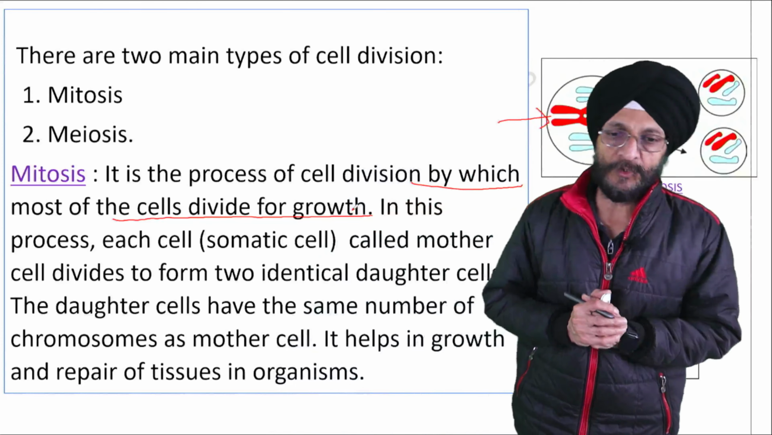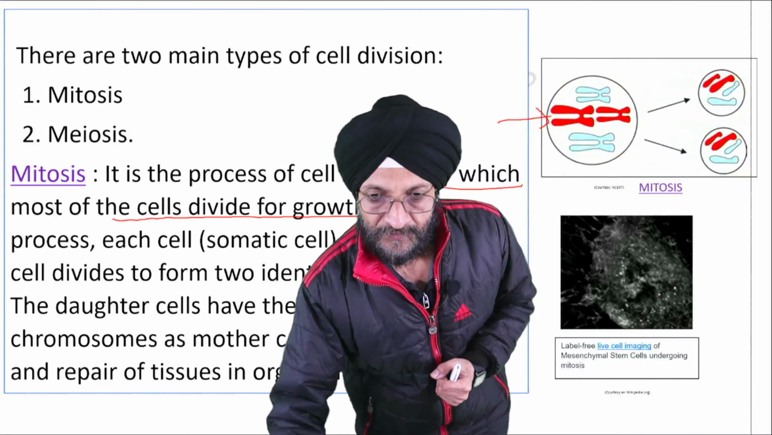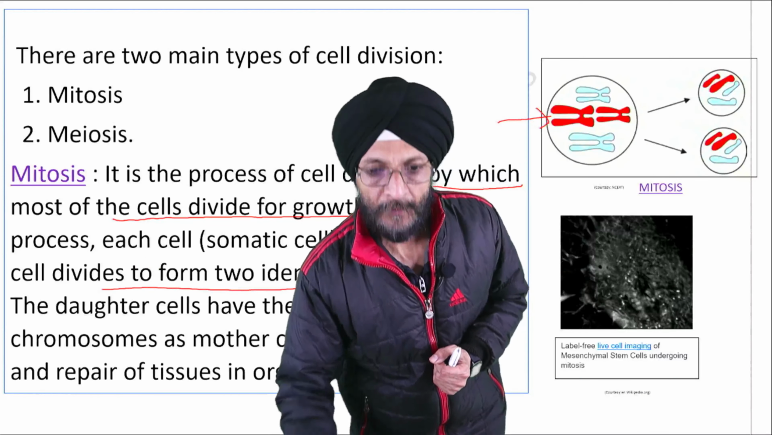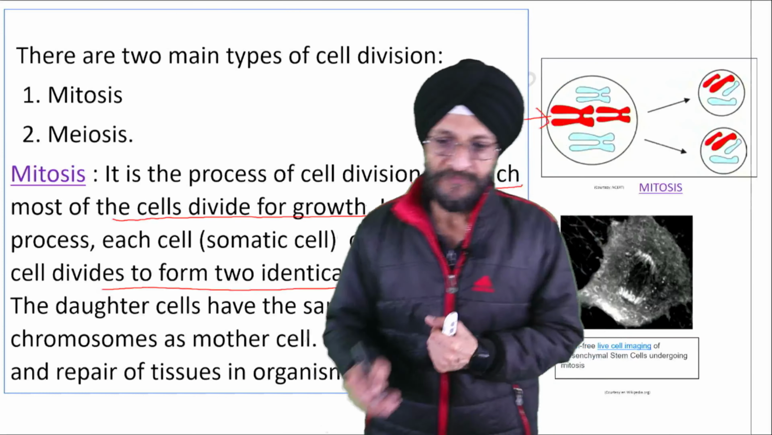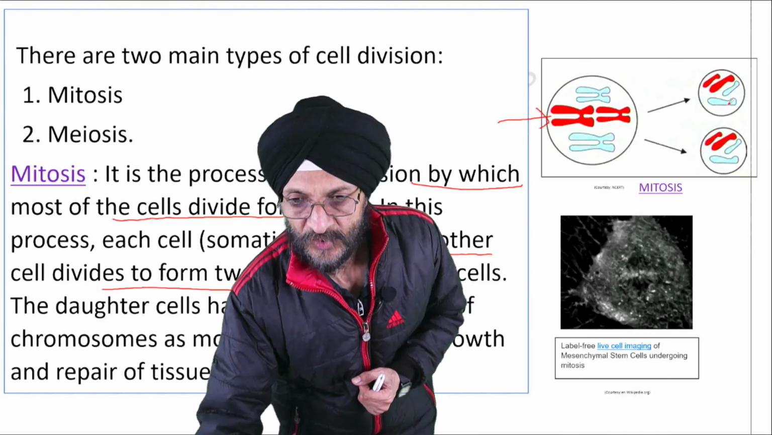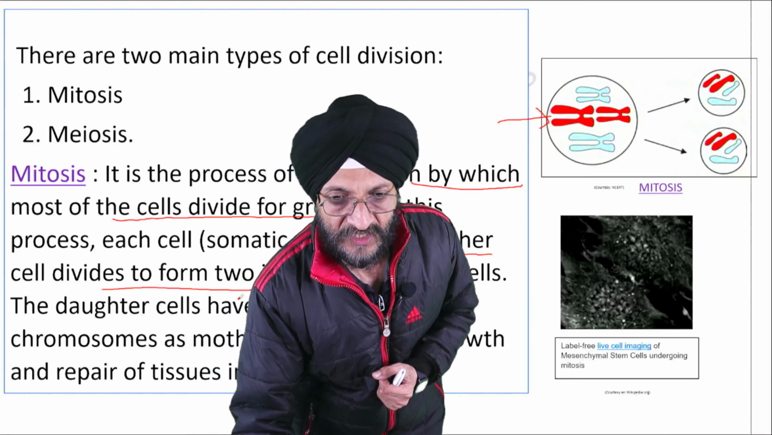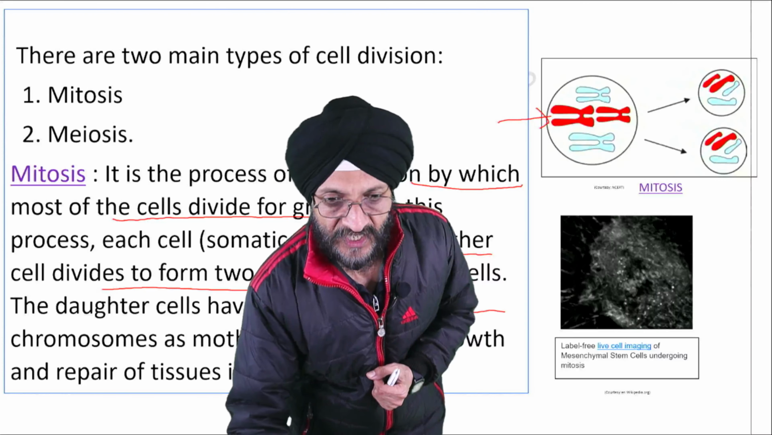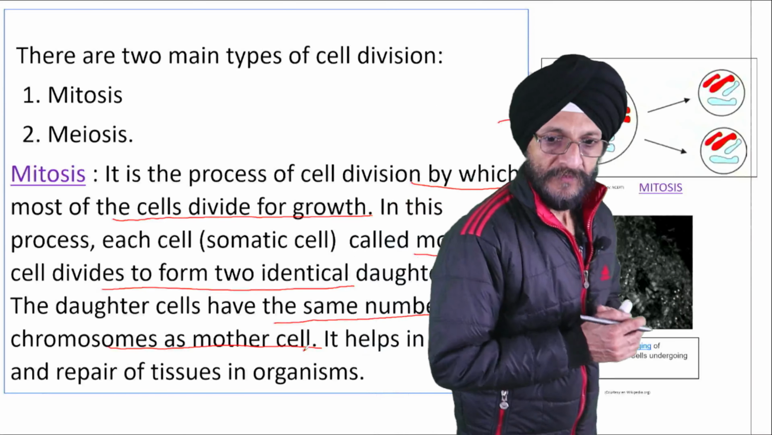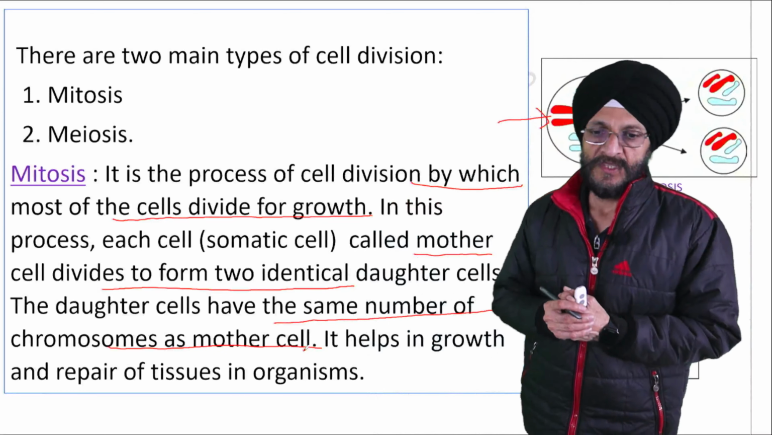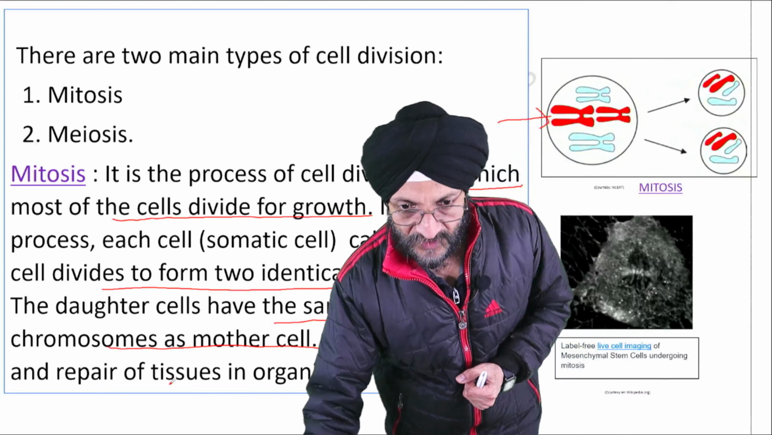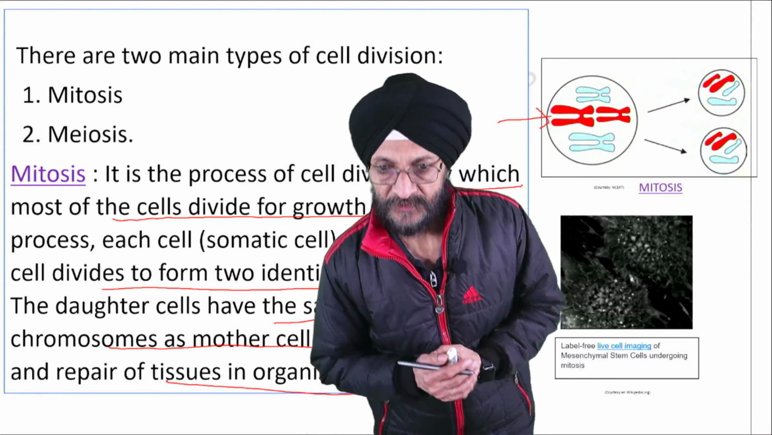In the process of mitosis, each cell called the mother cell divides to form two identical daughter cells. You can see that this is the mother cell and it divides into two daughter cells. The daughter cells have the same number of chromosomes as the mother cell. Mitosis helps in the growth and repair of tissues in organisms.